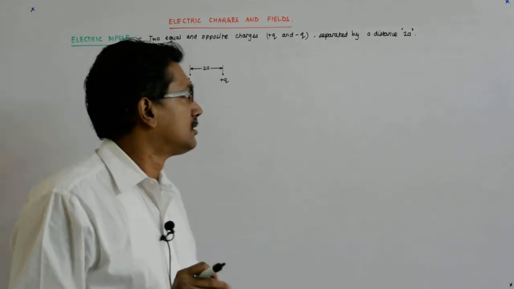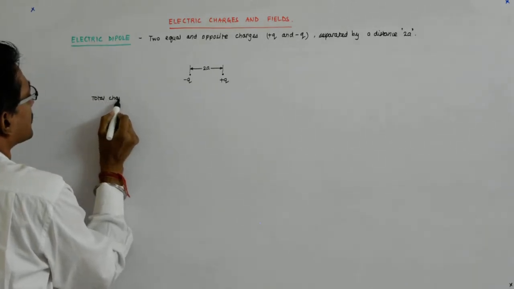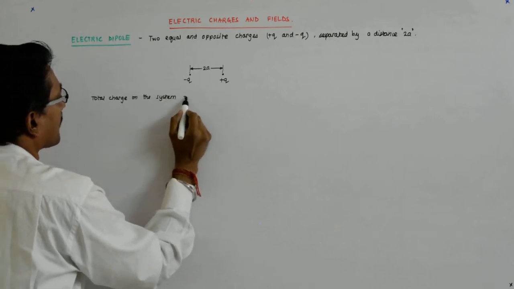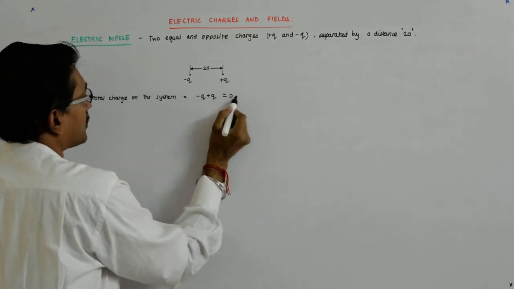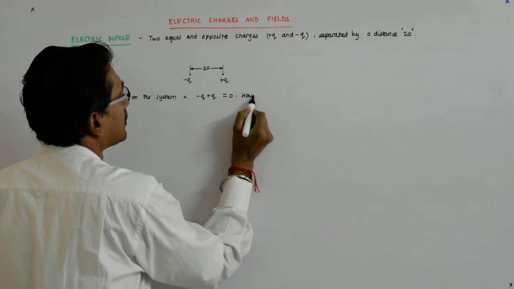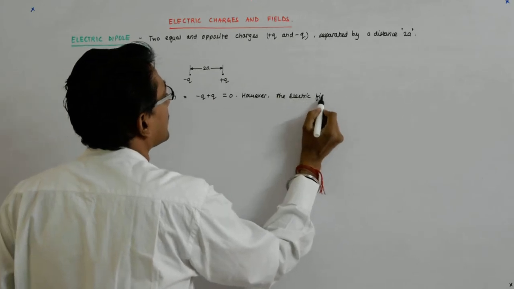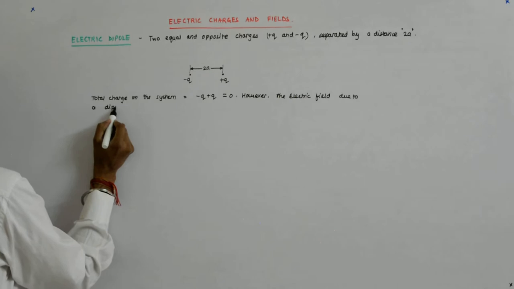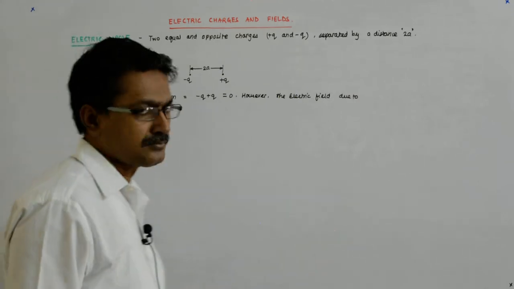Now, obviously, the total charge on the system is how much? We know the theorem of additivity of charges. So it is minus Q plus Q, which is equal to zero. So the net charge is zero. However, the electric field due to a dipole is not zero. Fine.